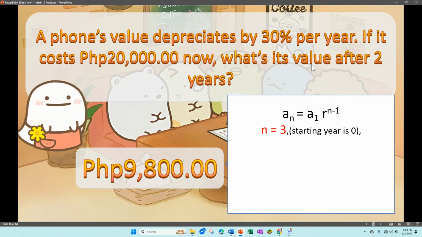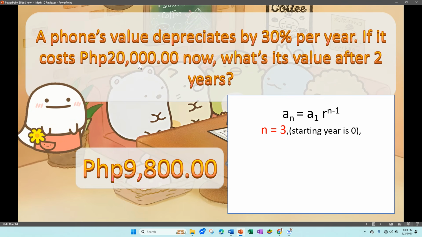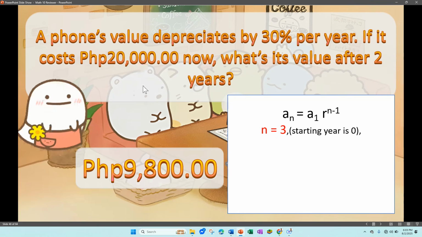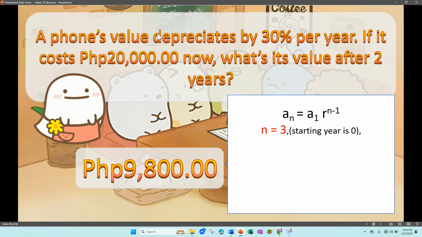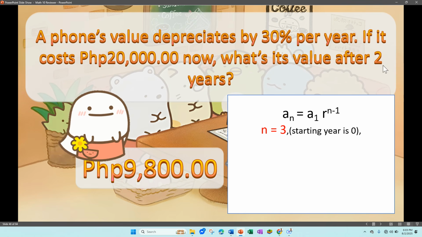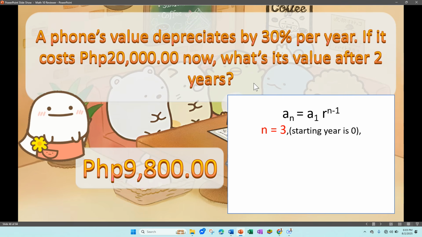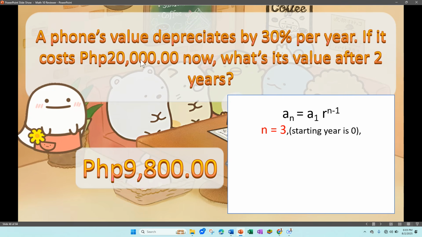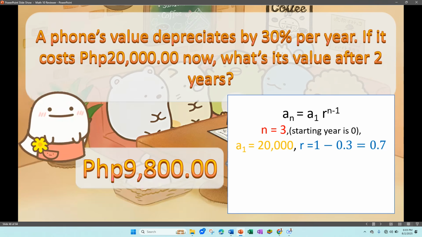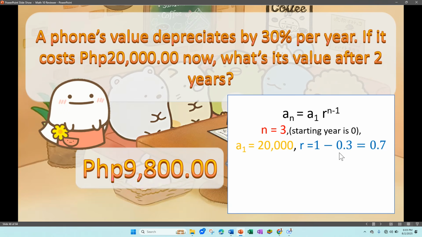So, again, starting tayo ng 20,000. So, wala pa tong bawas. So, magkakaroon na ng bawas after a year. So, therefore, our n is 3 years plus the original value na meron tayo. A sub 1 po natin is 20,000 and R po natin is 1 minus 0.3.